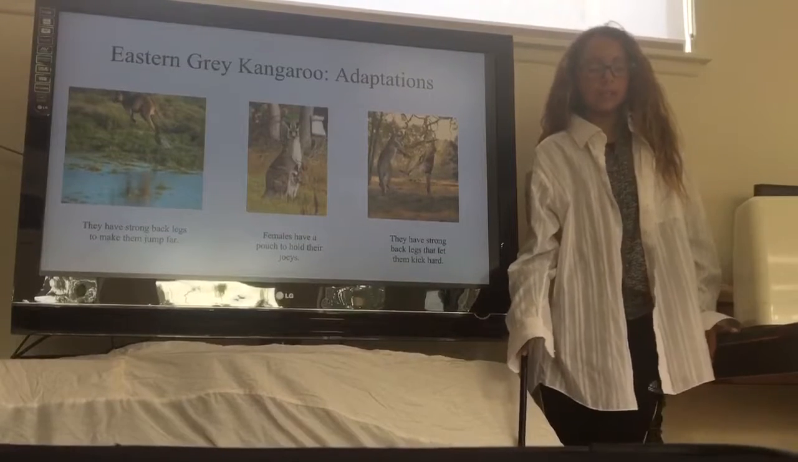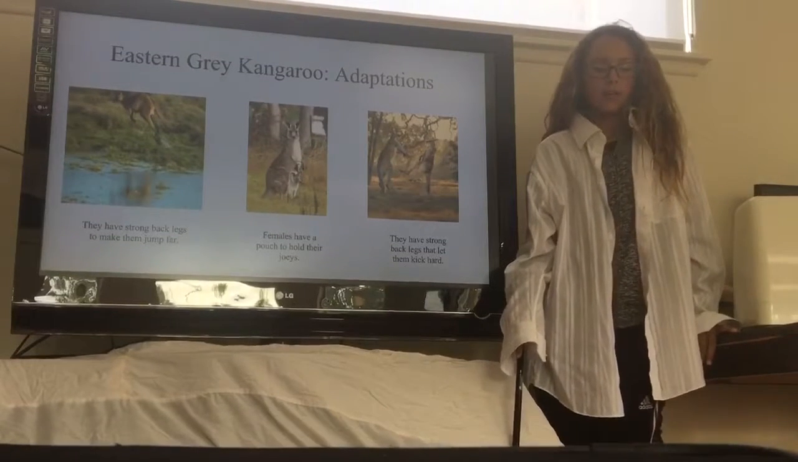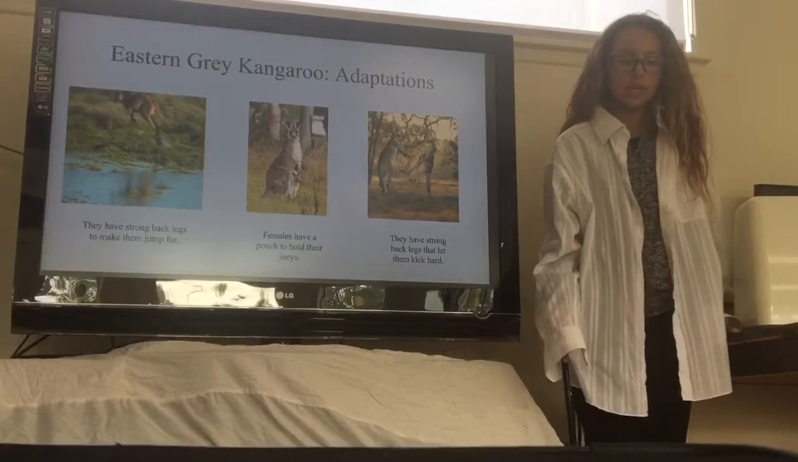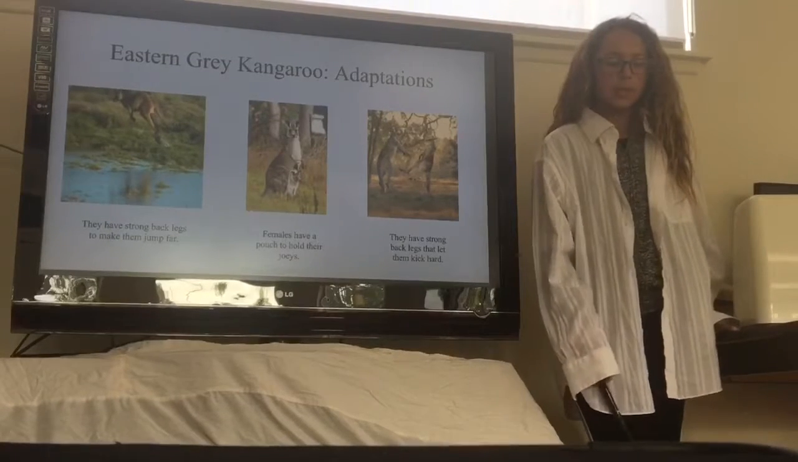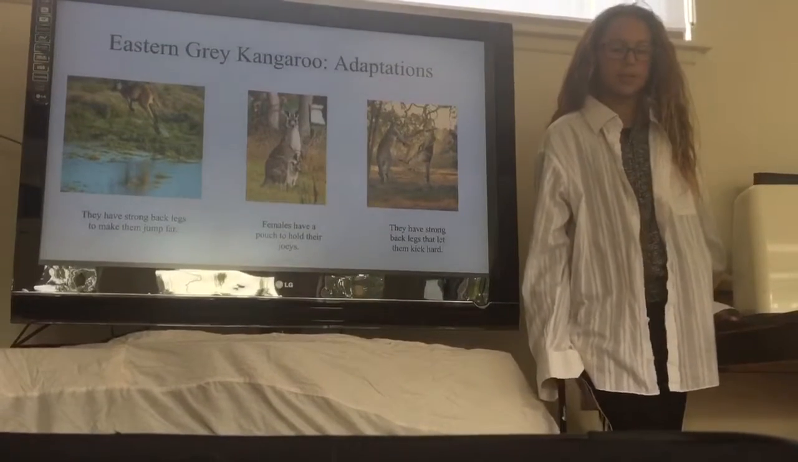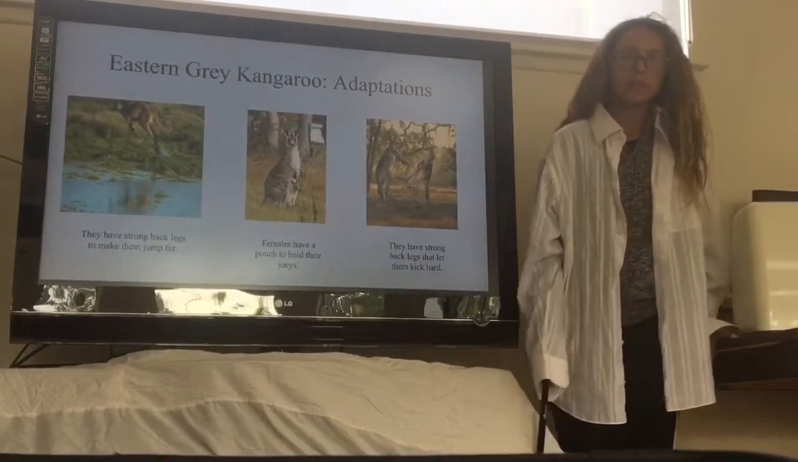Hopping is one of their many self-defenses. They have a very large and long tail, which helps them to balance. Female kangaroos have a pouch that carries their joey until it can walk.